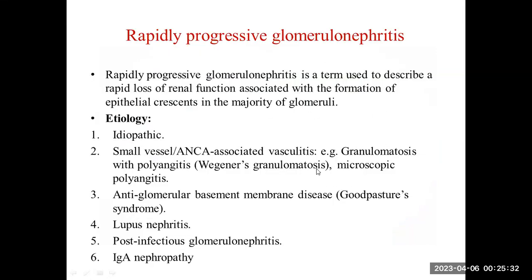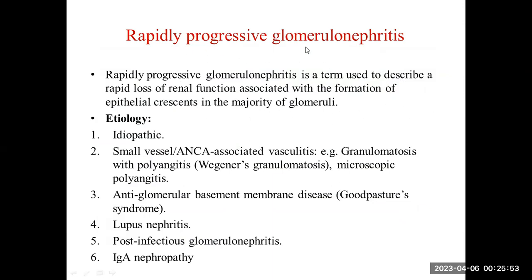The final type of glomerulonephritis that we will discuss is rapidly progressive glomerulonephritis. This is the most aggressive type of glomerulonephritis, and by definition, it's a term used to describe a rapid loss of renal function associated with the formation of epithelial crescents in the majority of the glomeruli.